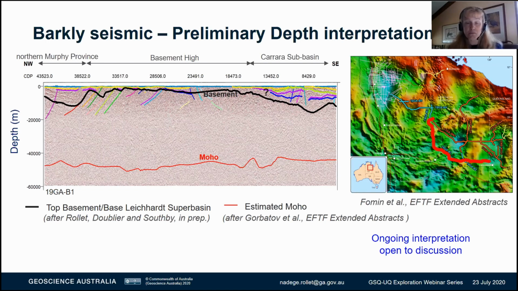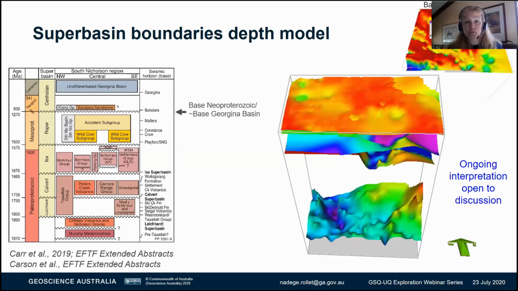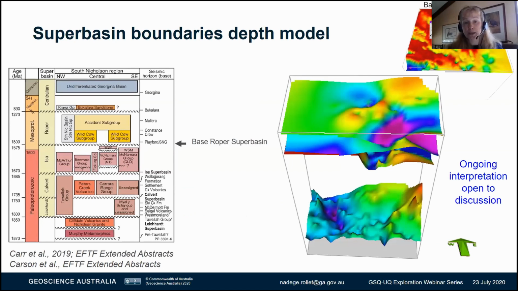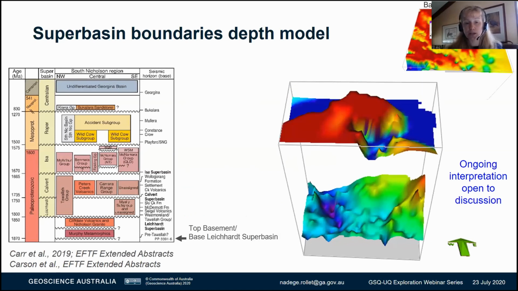So from this preliminary interpretation, we can produce a preliminary 3D model by stacking all these new surfaces from the base Georgina Basin to the base Roper Basin, the base Isa Basin, and down to the top basements that correlate to the base Lacquard Basins, and also the MOHO. And to complement the seismic acquisition, a comprehensive geochronology program was conducted as part of the EFTF program. This enabled us to have more confident regional stratigraphic correlation in the region, and therefore better constraint for the seismic interpretation.